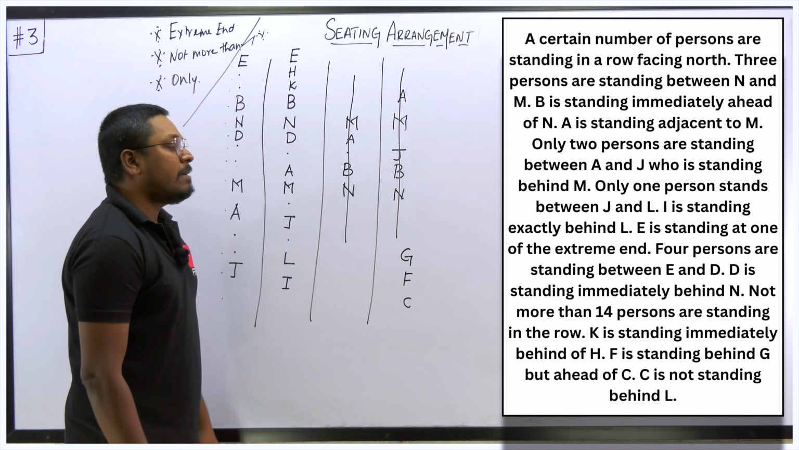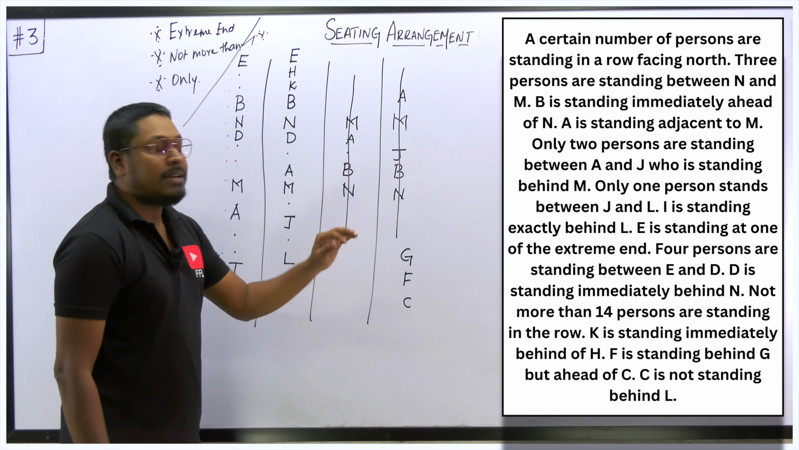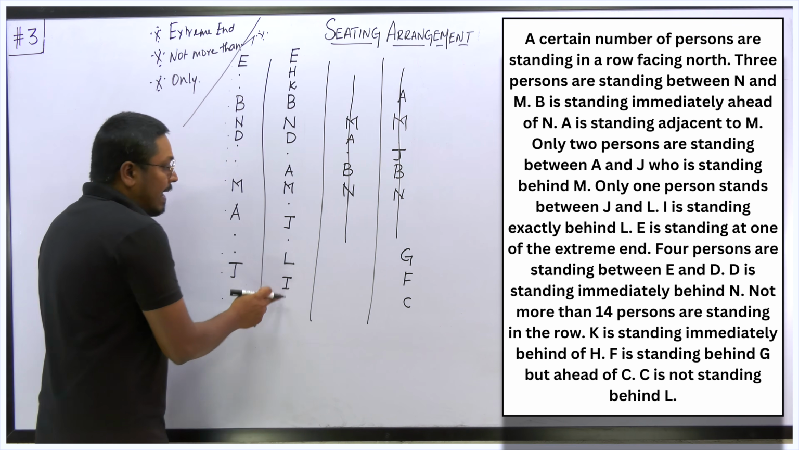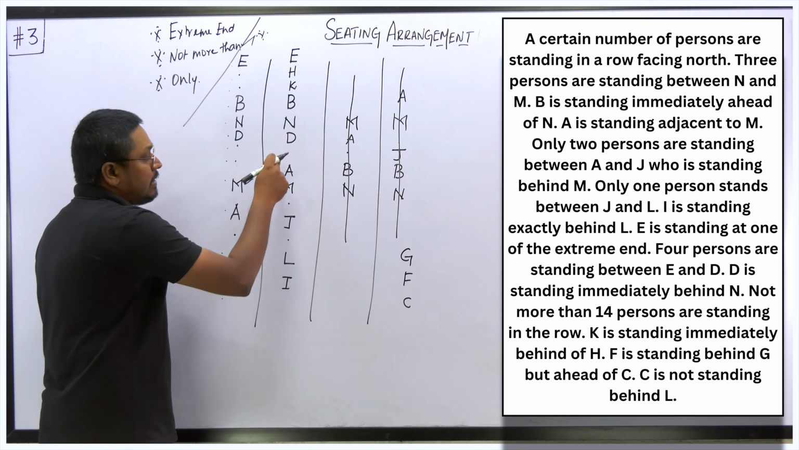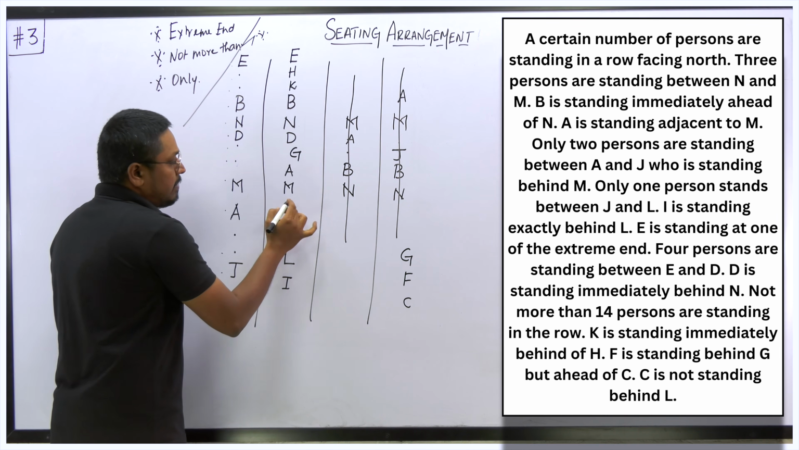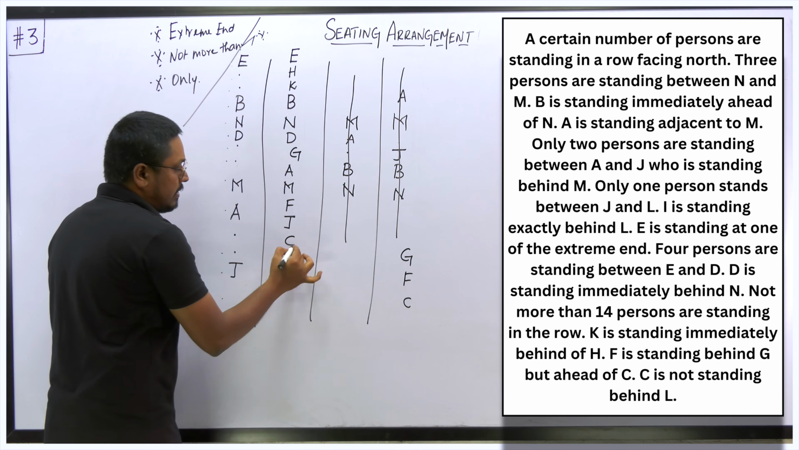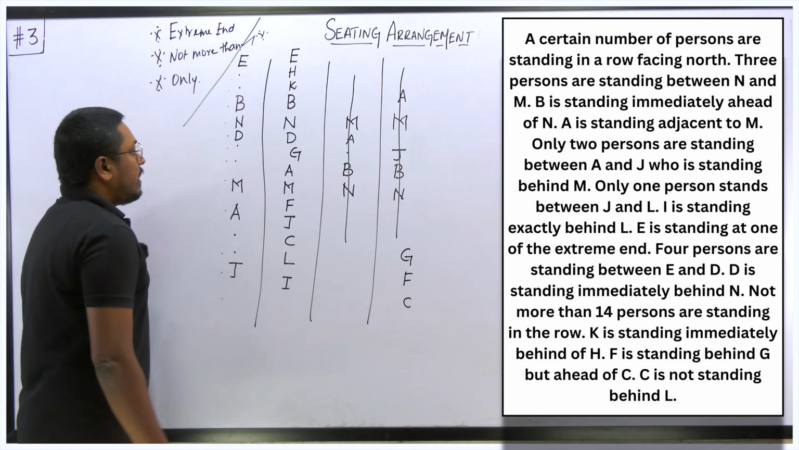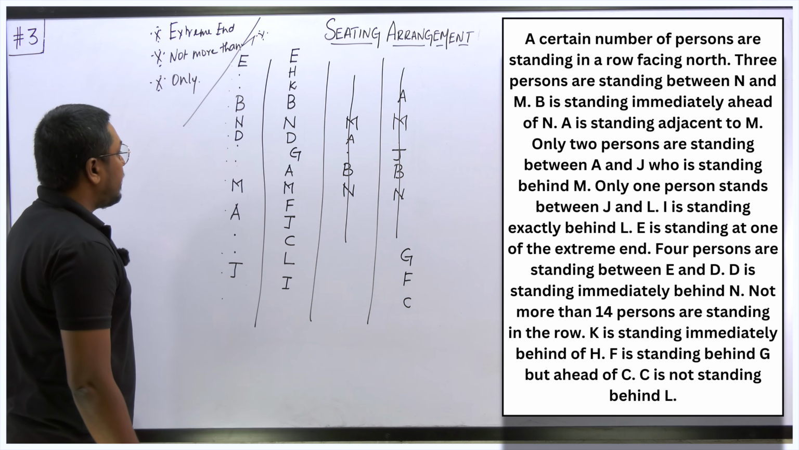C is not standing behind L. So L's backside is not C. So if L's backside is not C, then definitely there are 3 places remaining. So this must be for G, this must be for F, and this must be for C, right? So now let me get into this arrangement. S, H and K.